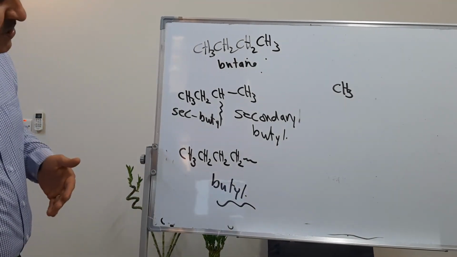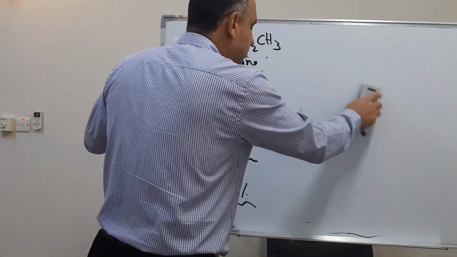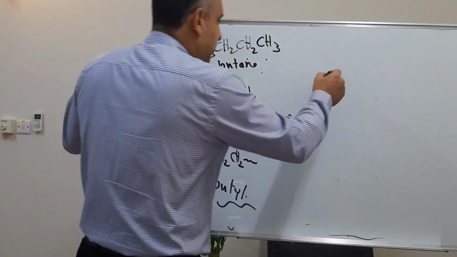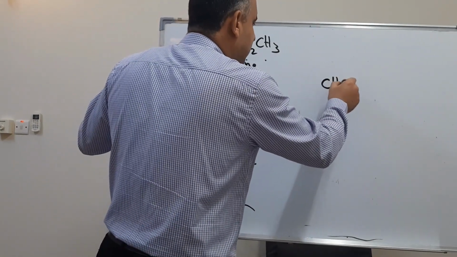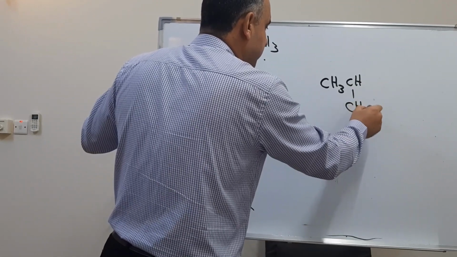Now the other option, where we have alkyl groups derived from the butane, is that we may have another 4 carbons that are connected in a branched way, this way.